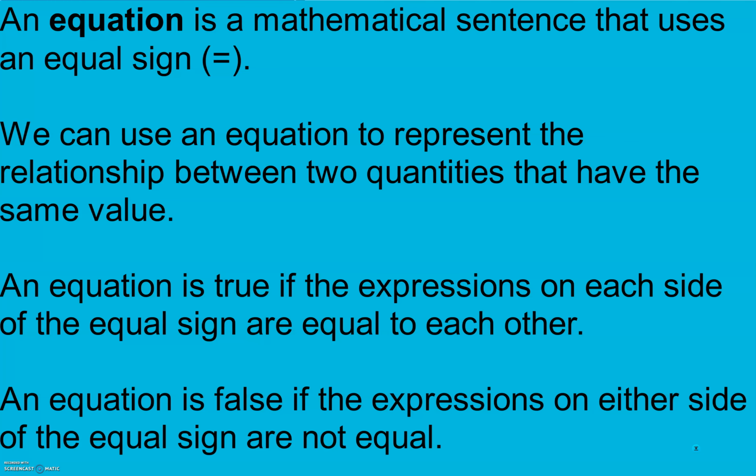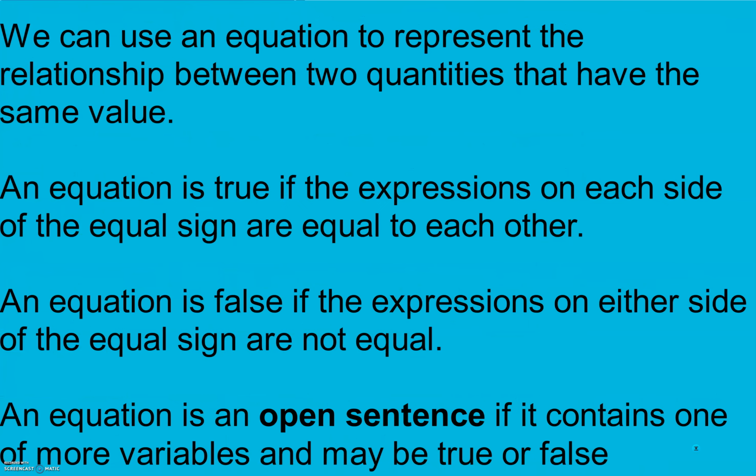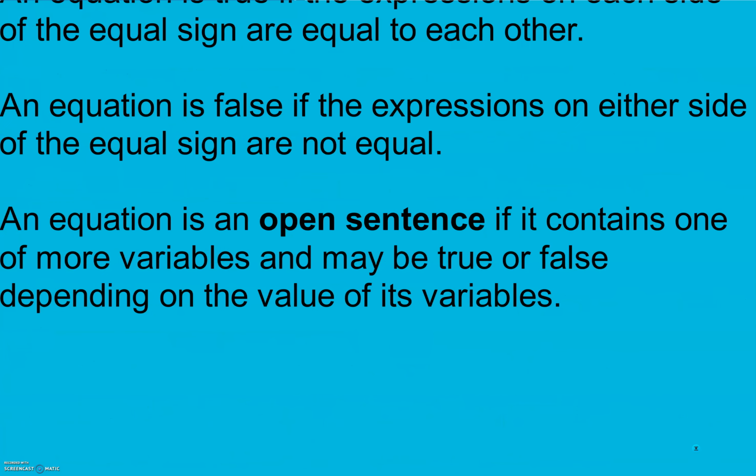An equation is true if the expressions on each side of the equal sign are equal to each other. An equation is false if the expressions on either side of the equal sign are not equal. So if it makes a true statement, it's true. If it makes a false statement, it's false. An equation is an open sentence if it contains one or more variables and may be true or false depending on the value of its variables.